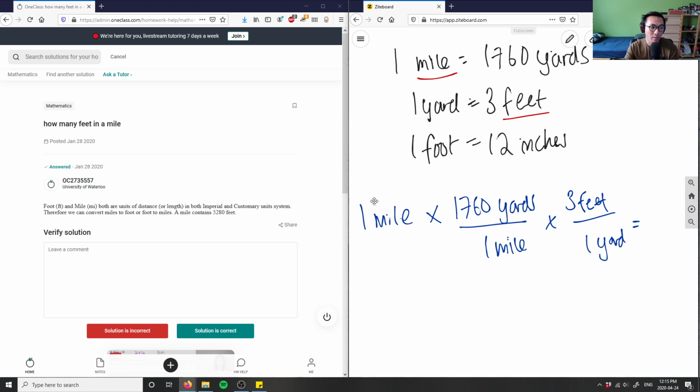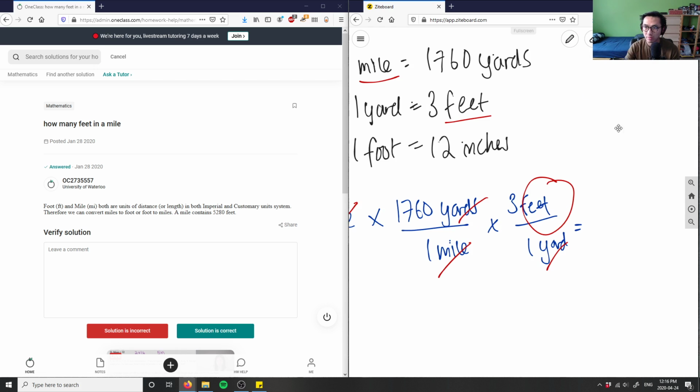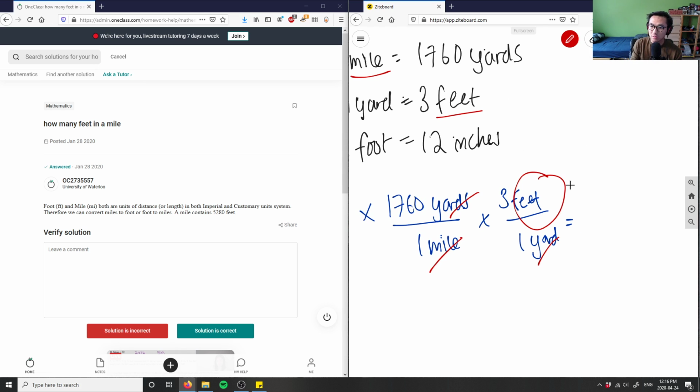So I have 1 mile. I'm going to convert to yards first and then convert to feet. And as you can see, my units cancel out. Miles and miles, yards and yards. So I'm only left with feet here, which is actually the unit I want. I want how many feet are in 1 mile. So in 1 mile, I have 1 times 1,760 times 3, so this is 1,760 times 3 feet, and on my calculator, this would equal 5,280 feet.